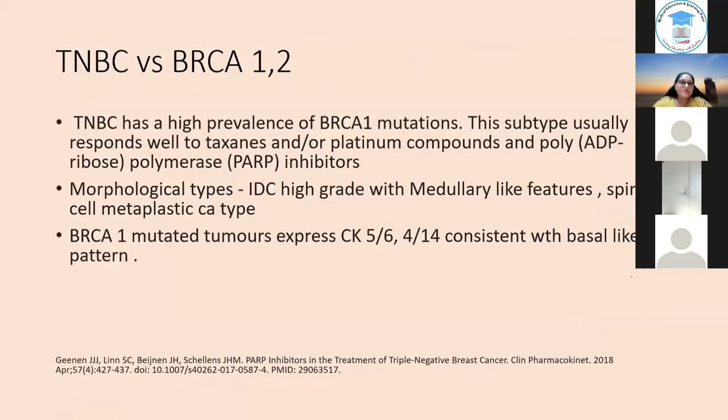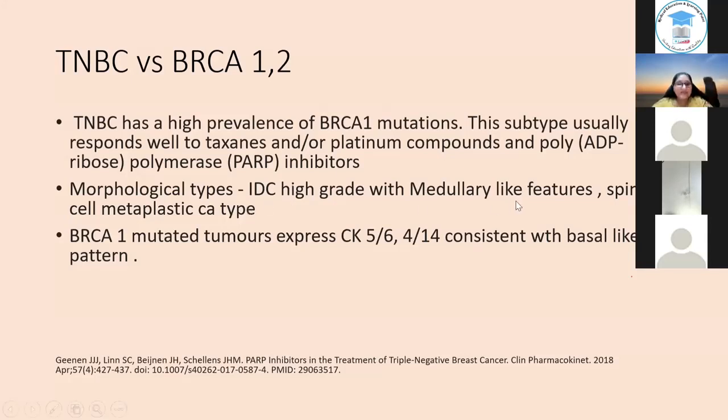And the last and most important is TNBC versus BRCA1 and 2. TNBC has a high prevalence of BRCA mutation. Again, why are we talking about BRCA1? Because of the therapies. Patients who have BRCA1 mutation respond to PARP inhibitors, which is very important. Poly-ADP ribose polymerase inhibitors. Okay.